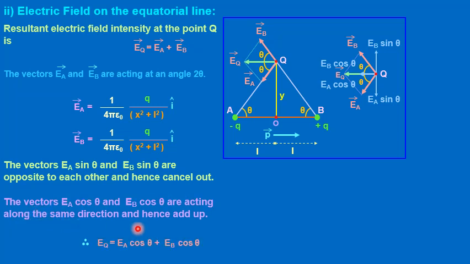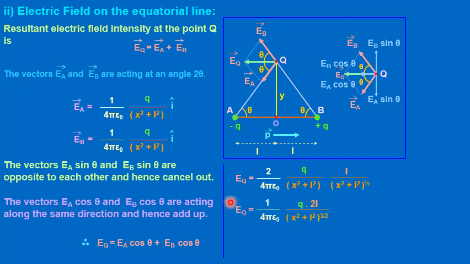Therefore, EQ is equal to EA cos theta plus EB cos theta. EQ is equal to 2 upon 4 pi epsilon naught Q upon (x square plus L square) into L upon (x square plus L square) raised to the power 1 by 2. EQ is equal to 1 upon 4 pi epsilon naught Q into 2L upon (x square plus L square) raised to the power 3 by 2.